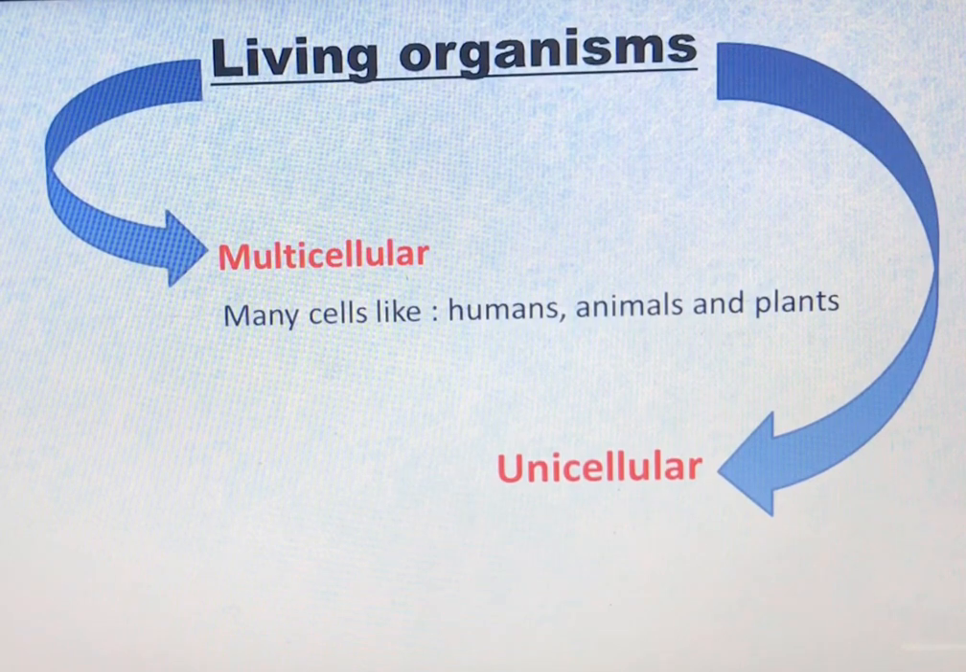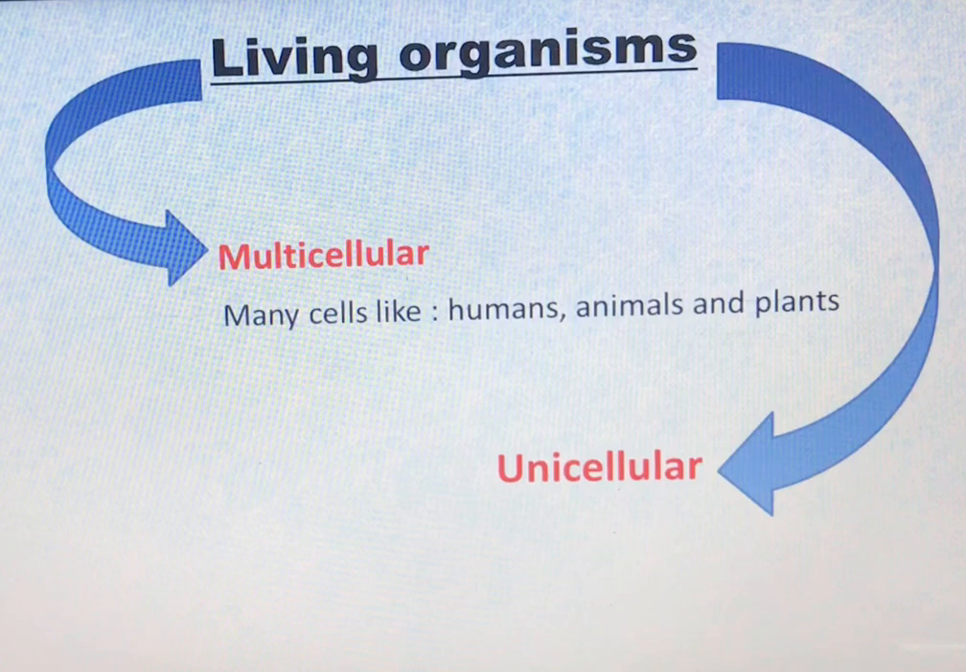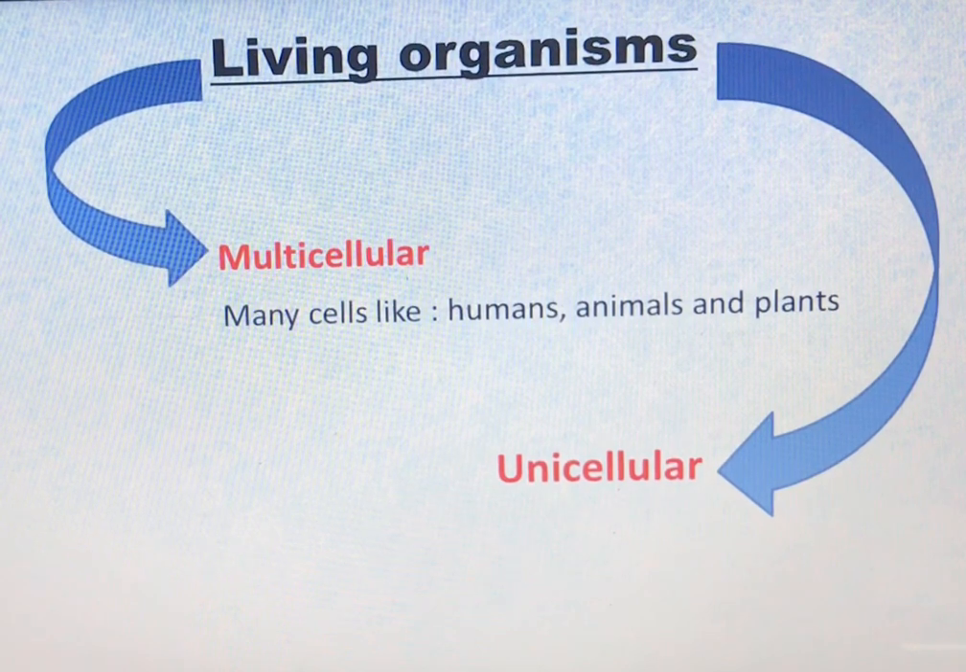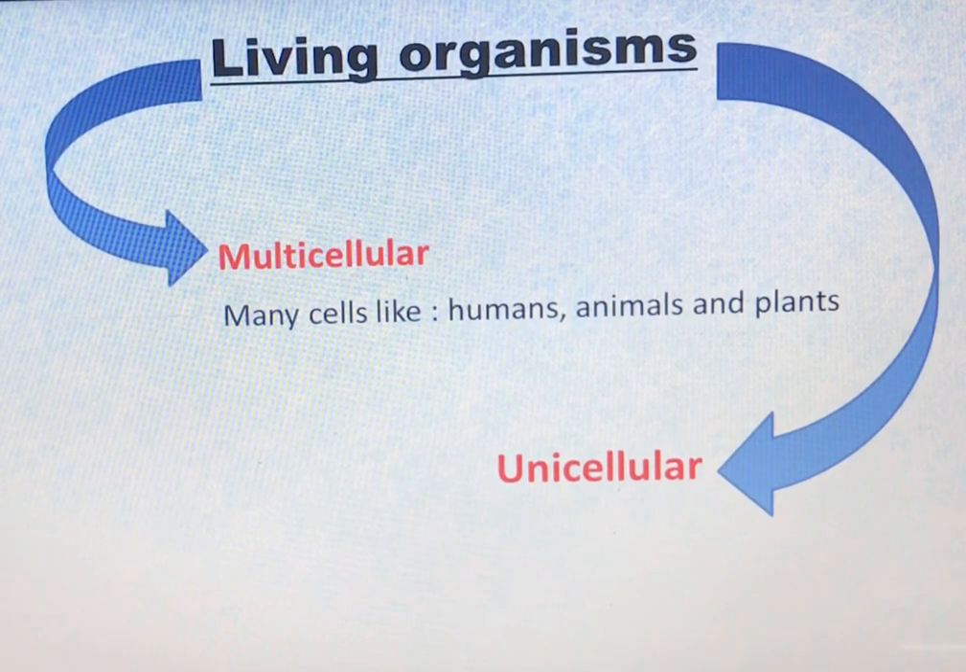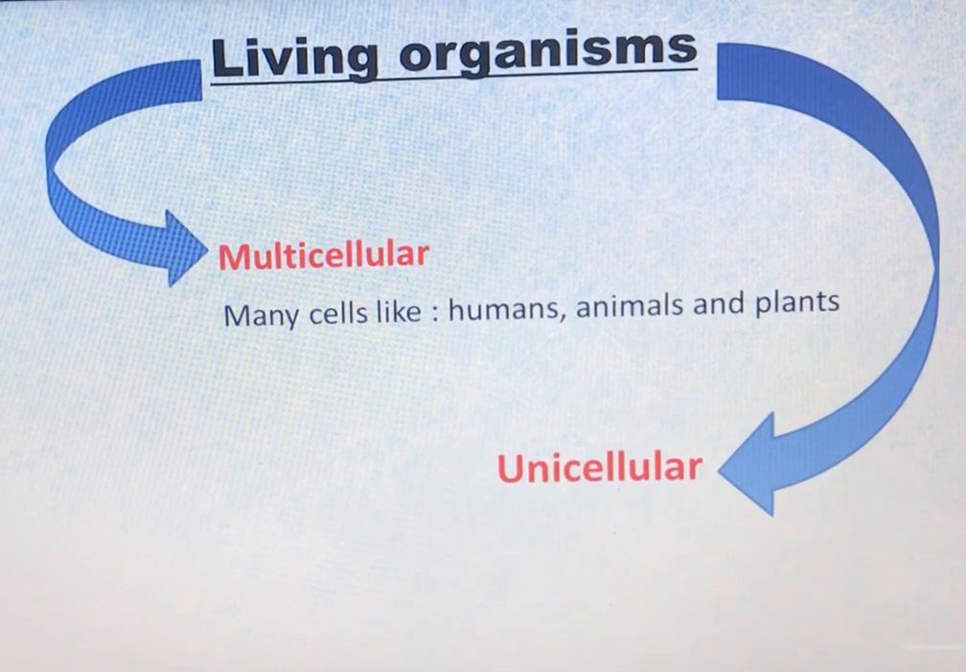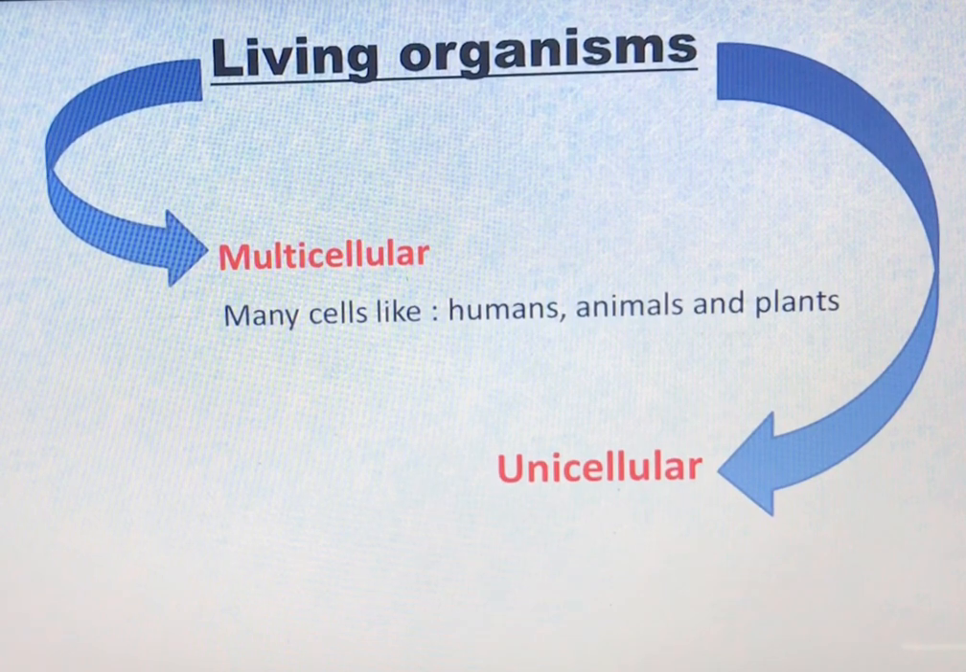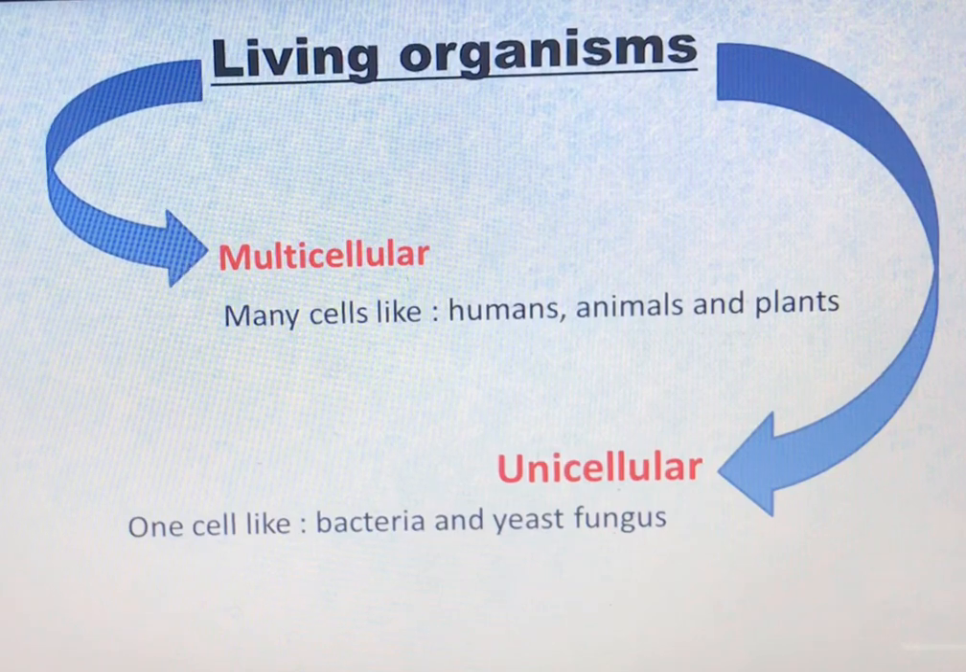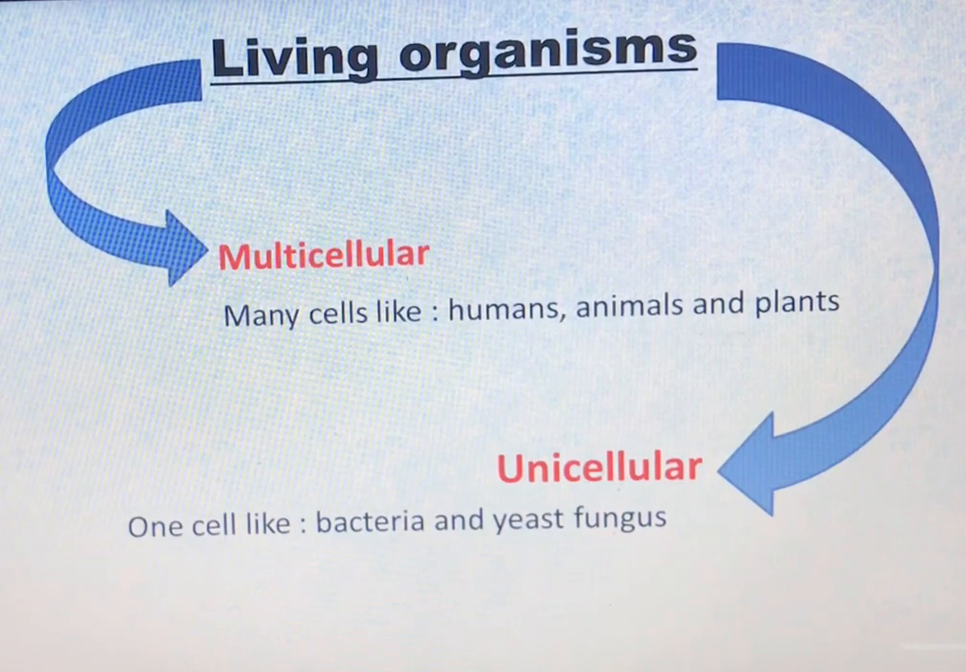Humans have millions of cells in their body, so they are multicellular. Animals have millions of cells in their body, so they are multicellular. Plants have millions of plant cells in their body, so they are multicellular. But unicellular organisms means the living organisms that have only one cell in their body, like bacteria and yeast fungus. They have only one cell in their body.